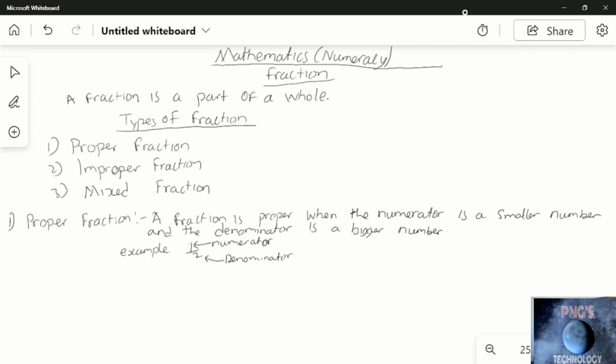So when the numerator is a small number and the denominator is a bigger number, we refer to this as a proper fraction. That is what you should always check when you want to know the type of a fraction. It can be any number, just ensure that when the numerator is small and the denominator is big, then it is a proper fraction.